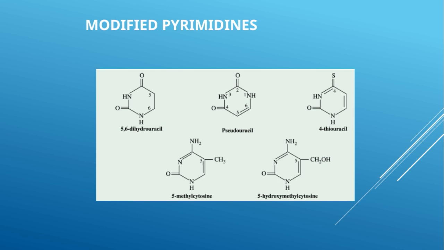Understanding these modifications is crucial because they can alter genetic information, sometimes leading to mutations or disease, but also offering potential avenues for targeted drug design. Throughout the presentation, you'll see how these modified bases fit into the bigger picture of genetic regulation and cellular function. So, grasping their chemistry and biological significance helps us better understand how genetic information is maintained and manipulated.